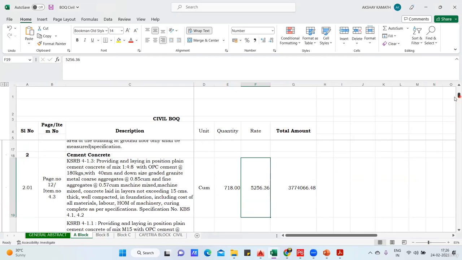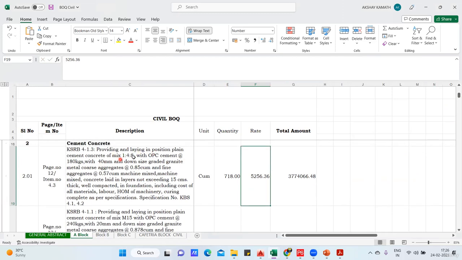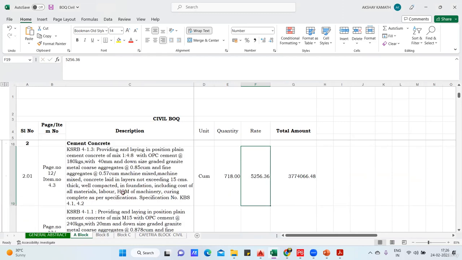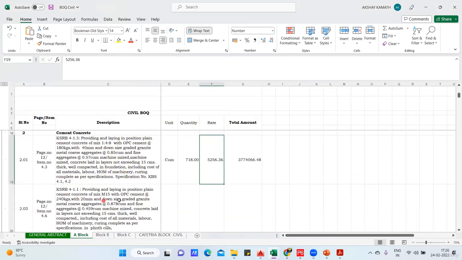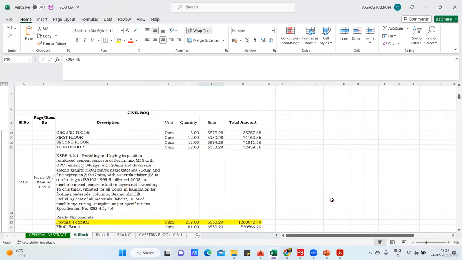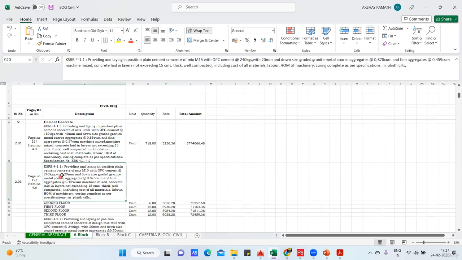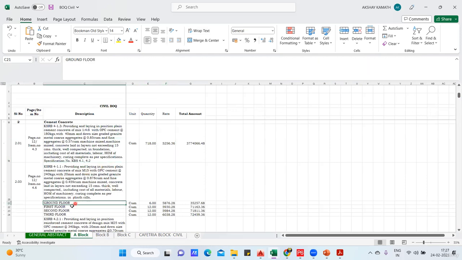You can see here itself: providing and laying in position 1 is to 4 is to 8. For this you see M15 they have written. Providing and laying in position plain cement concrete of M15. Here you see the rate. For the ground floor, the contractor is charging you 5,876 rupees. The moment he goes to the first floor, he is charging you 5,930 rupees.